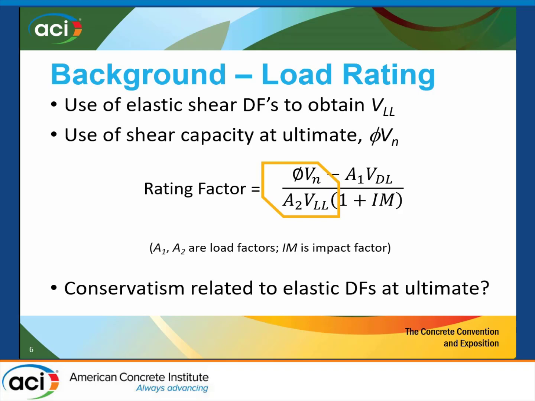It's also mixing in the capacity of an individual beam, which is designed for ultimate load, right? So there's ultimate and elastic or service, which is the phi V_n here. So in the equation for rating, I've got the capacity of my member minus some dead load divided by the live load. So we're mixing and mingling elastic and inelastic behavior. That's the second question: is there some conservatism related to using these elastic distribution factors at ultimate behavior, or trying to rate the structures in this manner?